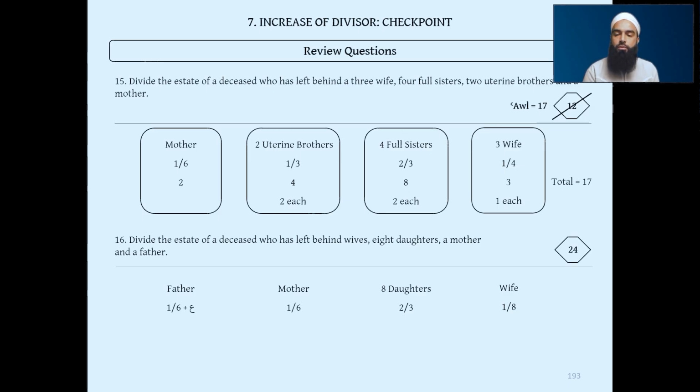So 1/8 of 24 is 3. 2/3 of 24 is 16. We're giving out 2 each to the daughters first. 1/6 of 24 is 4 for the mother. And 1/6 again of 24 is 4 for the father. So far we're going to give to him. We add it all up: 16 plus 4 is 20, plus another 4 is 24, plus 3 is 27. So our total is 27, already above the divisor. We've got nothing else to give to the father. So we cross out 24, and 27 is our Aul.